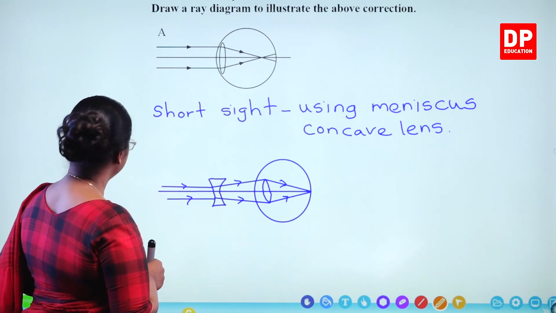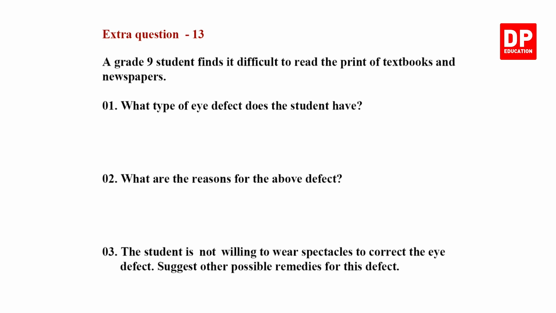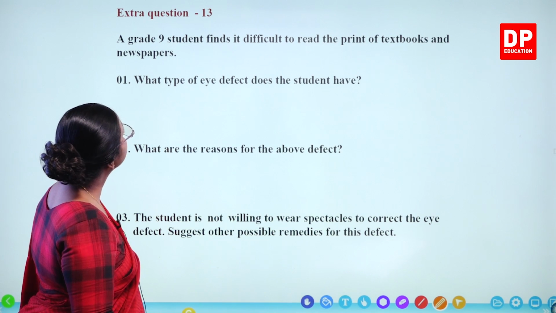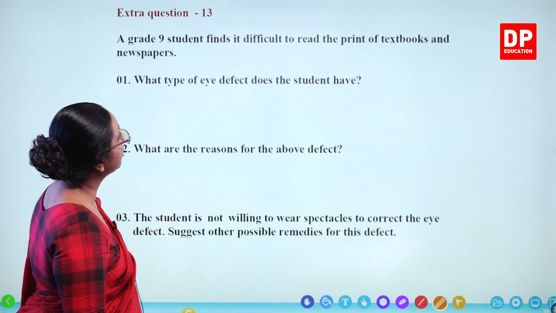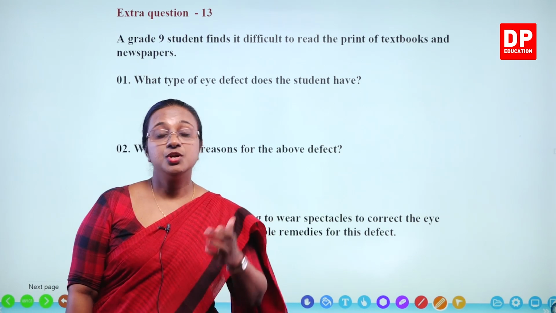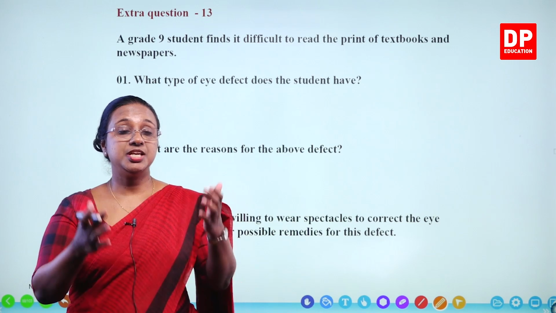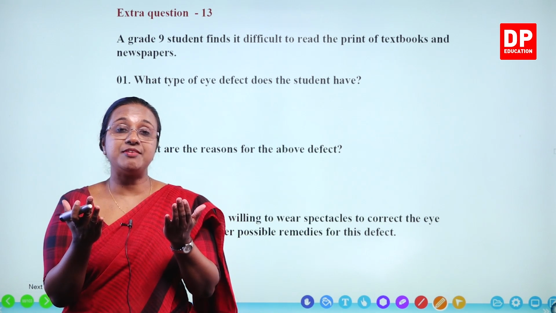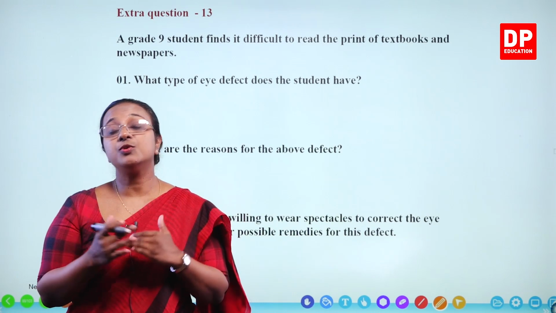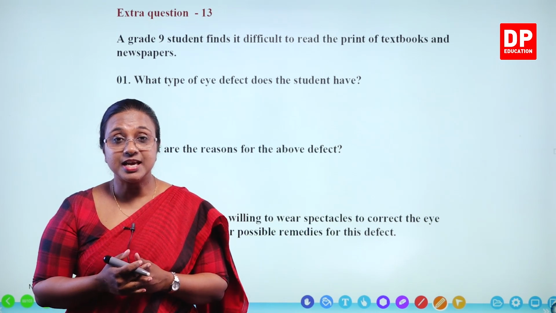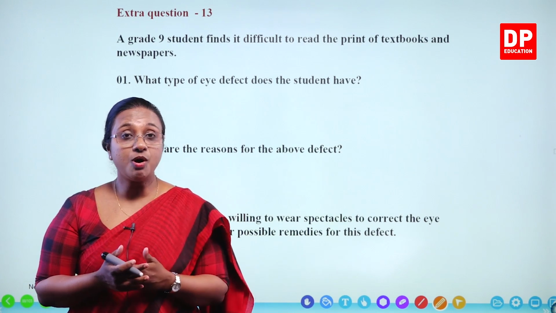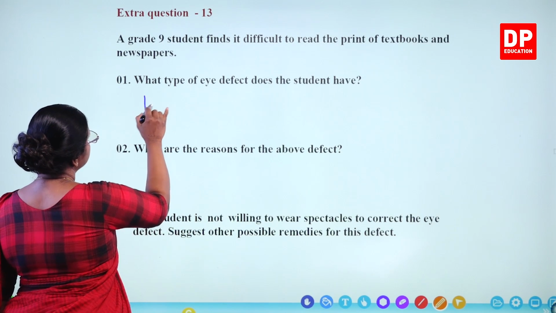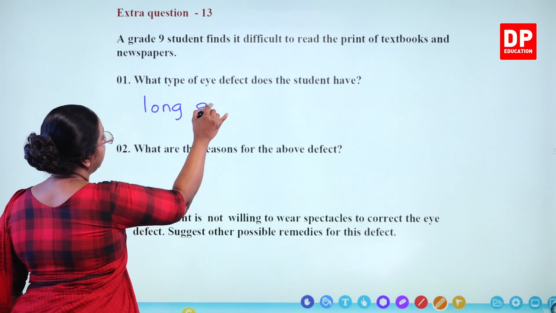With that, I will move on to the next one. Extra question 30. A grade 9 student finds it difficult to read the print of textbooks and newspapers. So what is her problem? She can see far objects, but the textbook and newspaper, you have to hold it close and read. So she cannot see the close objects clearly. So that means she has a problem of long sight. So what type of eye defect does the student have? She has long sight.